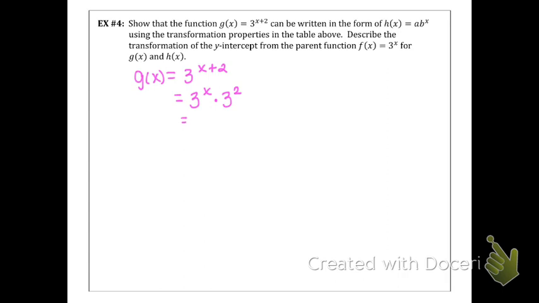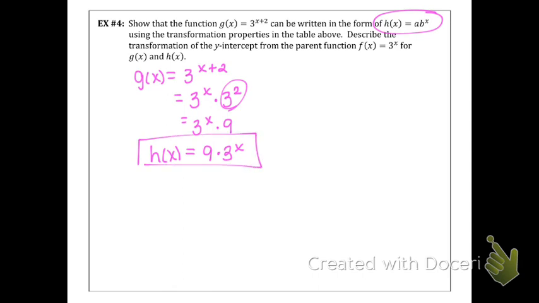And then we know that 3 squared, we can work that out. So we get 3 to the x times 9. In multiplication, the order doesn't matter, so I'm going to switch these around. So this is the same as 9 times 3 to the x. And so now we are in the form of h of x, where my a is 9 and my b is 3. Oh, I don't know why I boxed that.